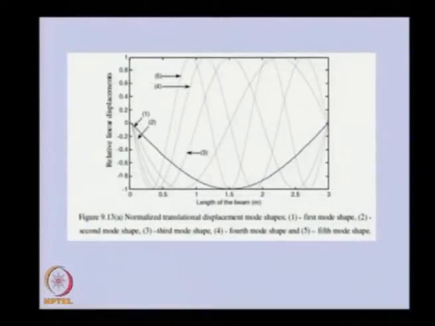This mode shape is plotted for a larger number of elements. You can see the first mode is this one. This is not for 3 elements; we took more elements and drew it. So for the first mode you can see a half sine. Then the second mode is a full sine. This is the full sine, the second mode.